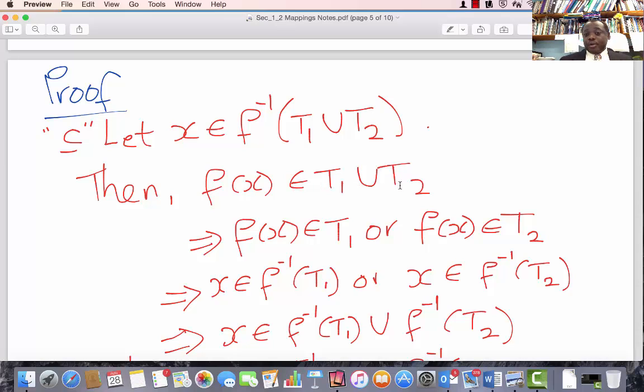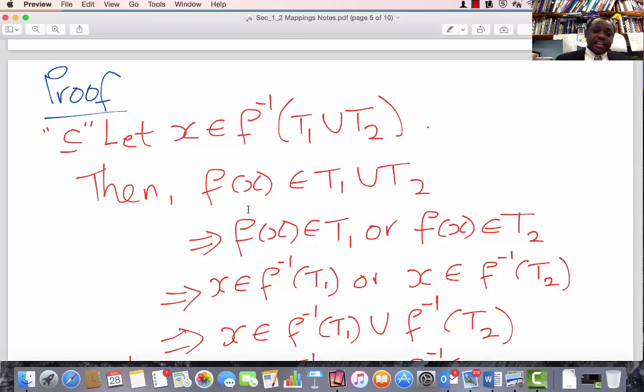From section 1.1, what does that mean? It means f of x is an element of T1 or f of x is an element of T2. Now, let me pause very quickly and mention this. We are using the inverse of f here because the question clearly shows that f inverse exists. You would not be asked to solve problems with respect to the inverse image if the inverse of f did not exist. So we can use it freely.